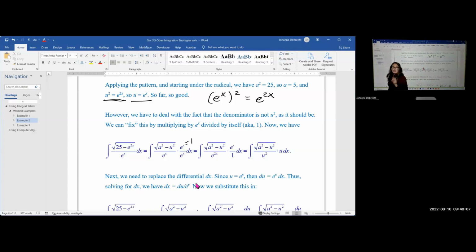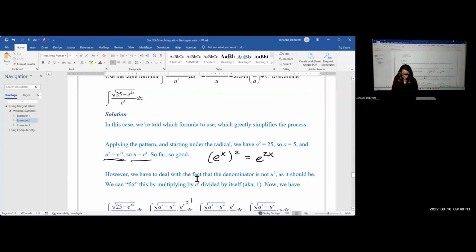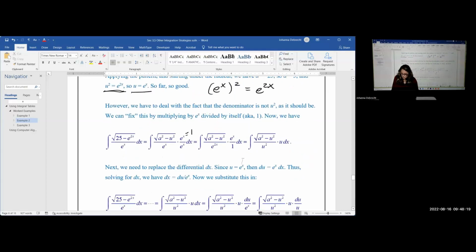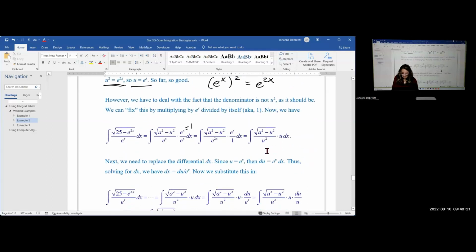Now, that is not the pattern that I originally had. So let me see if I can scroll back up to the pattern. I've got the a squared minus u squared over u squared, but I need du. And what I have is u dx. So I need to replace the u dx with something in terms of du. So to do that, I need to replace the dx.